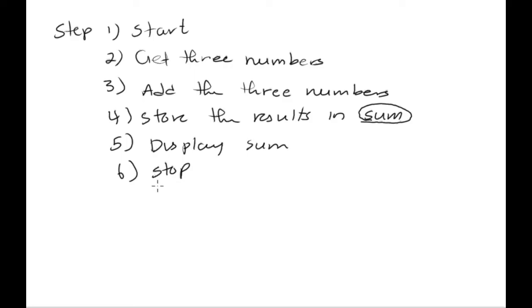Now remember, this must be in our algorithm. We have to ensure that we terminate. This is a characteristic of an algorithm. It must terminate after a certain number of steps. Alright. Now for get, you can also say accept 3 numbers. And for display, you can also say print or output. So you can say print sum or output sum.